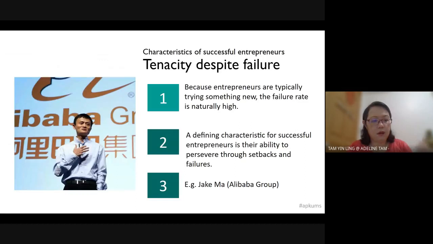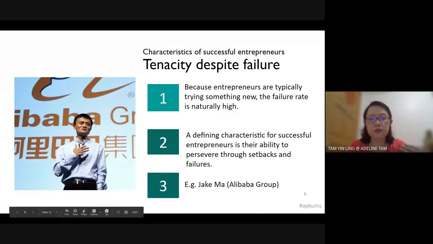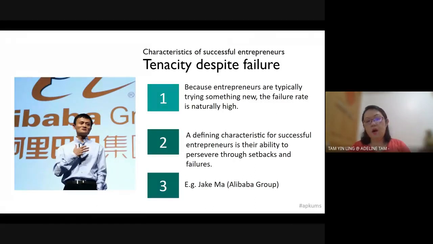Next, I talk about Jack Ma in Alibaba, okay? Because entrepreneurs are typically trying something new, so the failure rate is naturally high, meaning that it is very common to face failure or you fail in certain issues. Very common, always fail. But at the same time, if you try, you will get something. The defining characteristic for a successful entrepreneur is the ability to persevere through the setbacks and failures, right?